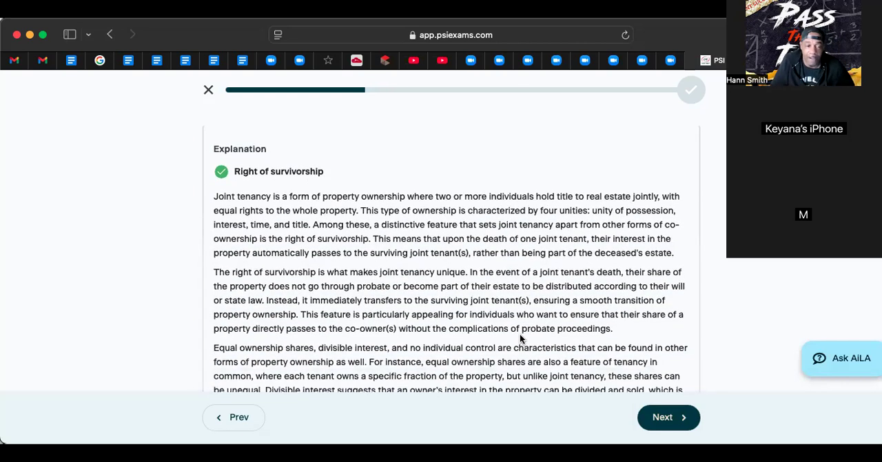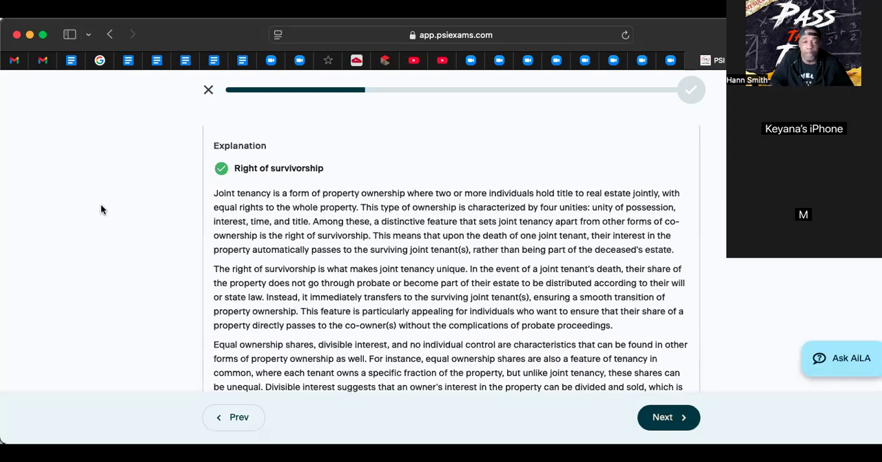Let's read why though. It says joint tenancy is a form of property ownership where two or more individuals hold title to real estate jointly with equal rights to the whole property. This type of ownership is characterized by four unities: unity of possession, interest, time, and title. Among these, a distinctive feature that sets joint tenancy apart from other forms of co-ownership is the right of survivorship. This means that upon the death of one joint tenant, their interest in the property automatically passes to the surviving joint tenant rather than being part of the deceased's estate.